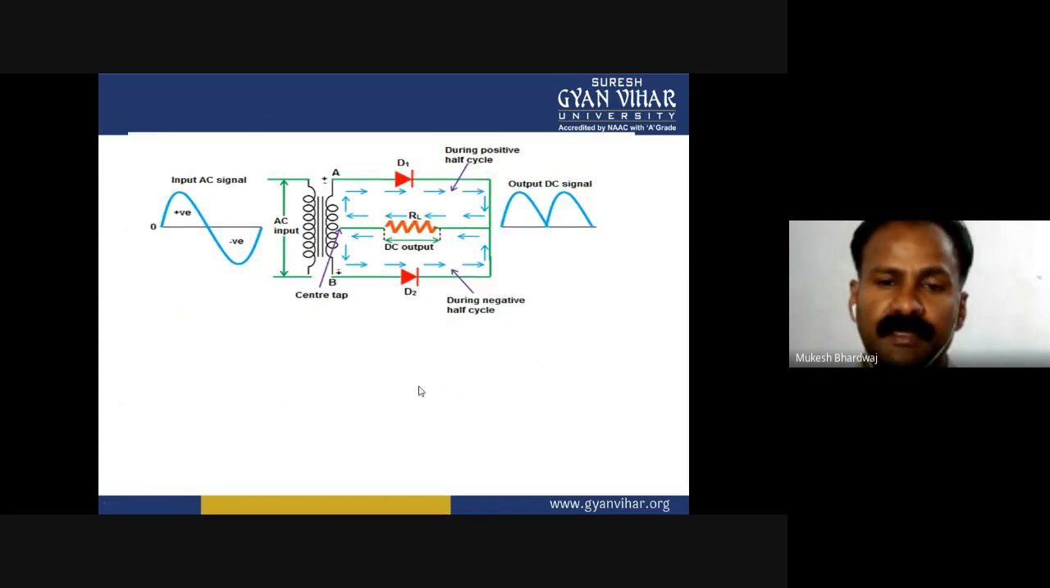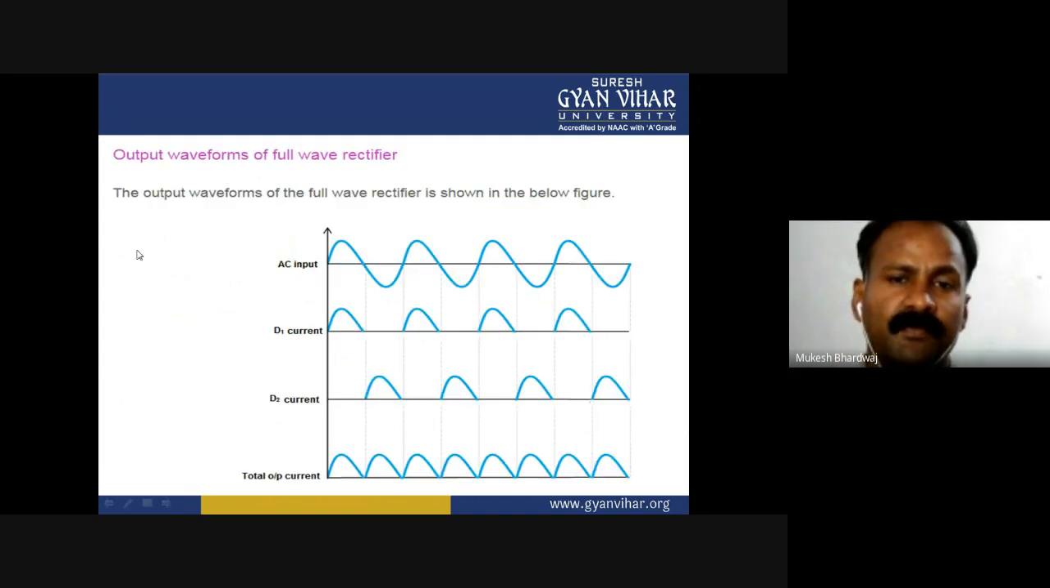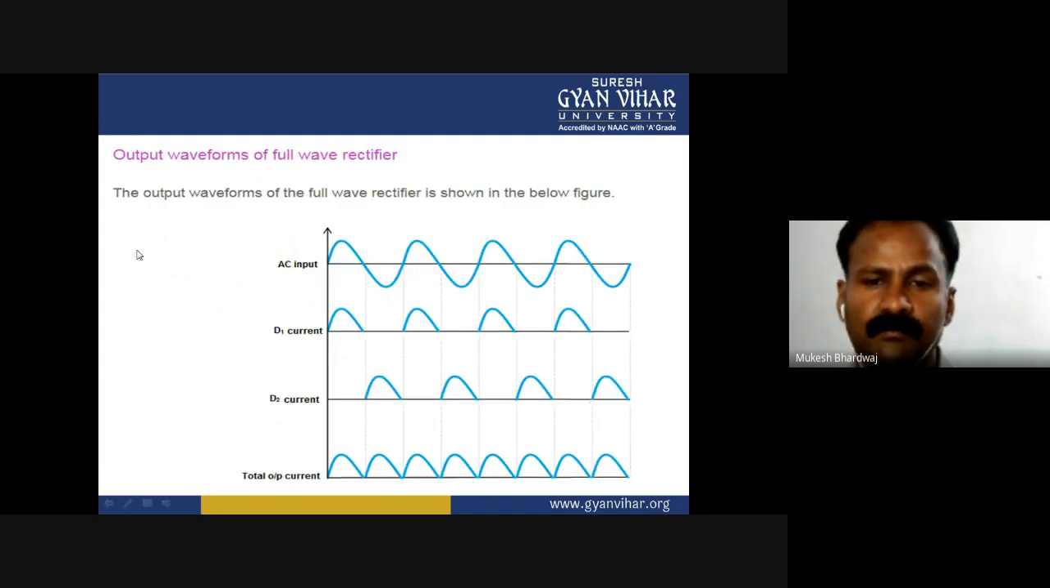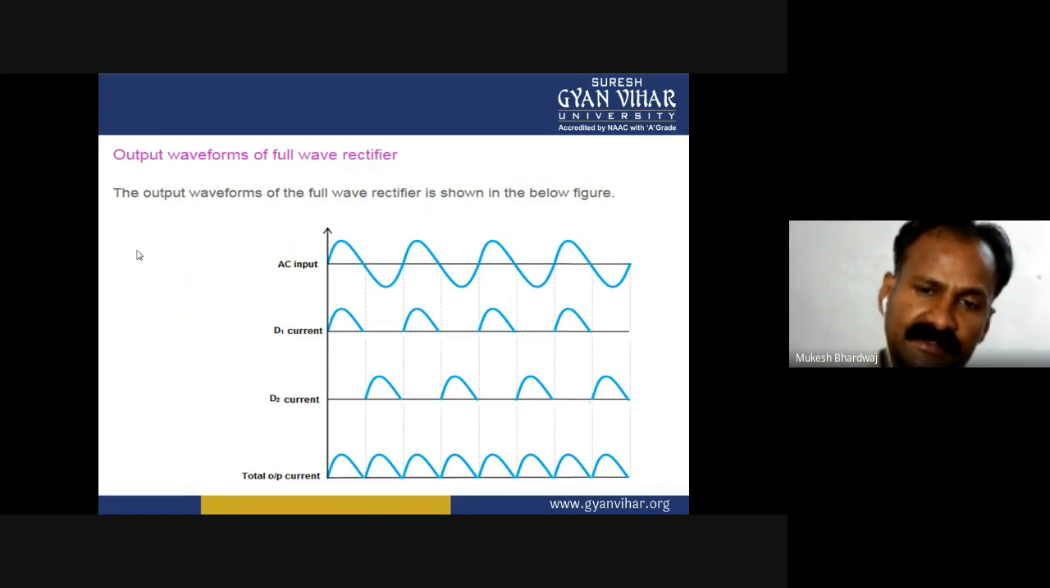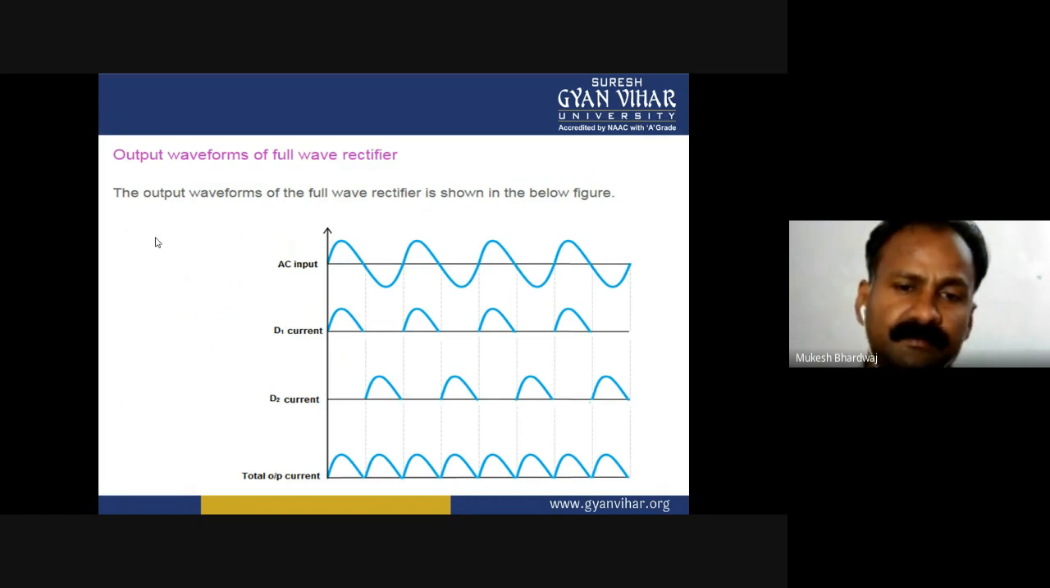Now this is the complete diagrammatic representation of a center tap full wave rectifier. Now the output waveform of a full wave rectifier. In respect to the AC input signal, D1 conducts for the positive half cycle and D2 for the negative half cycle, and the output we get is a pulsating DC instead of alternating current.